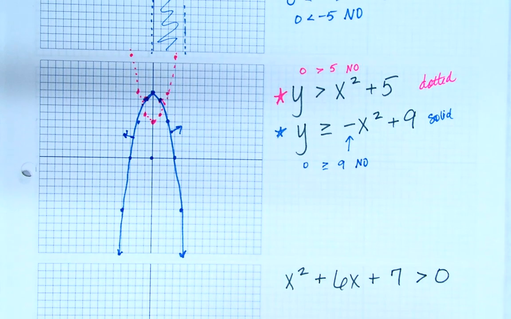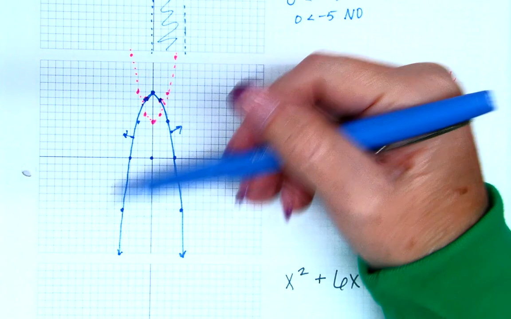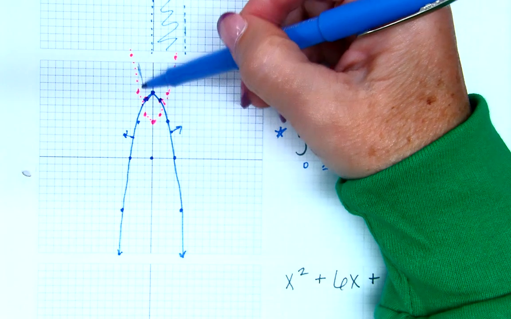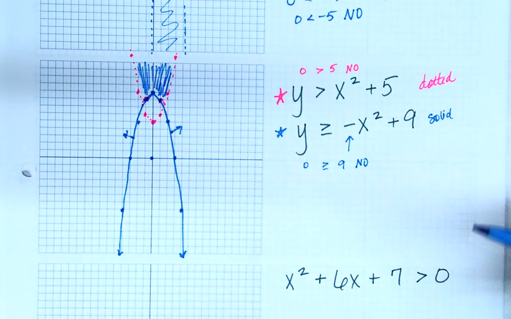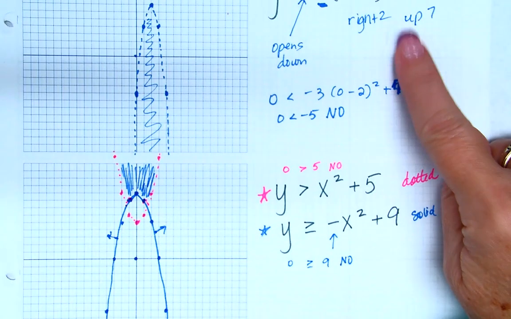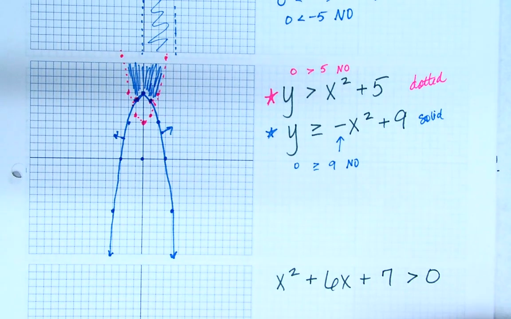Now I have my whole system graphed, and I have to decide where to shade now. I have to shade inside the pink one, but outside the blue one. So now no football. So just right here, right? Does that make sense? Questions on graphing just one, and questions on graphing a system. What are the things that you've got to remember?